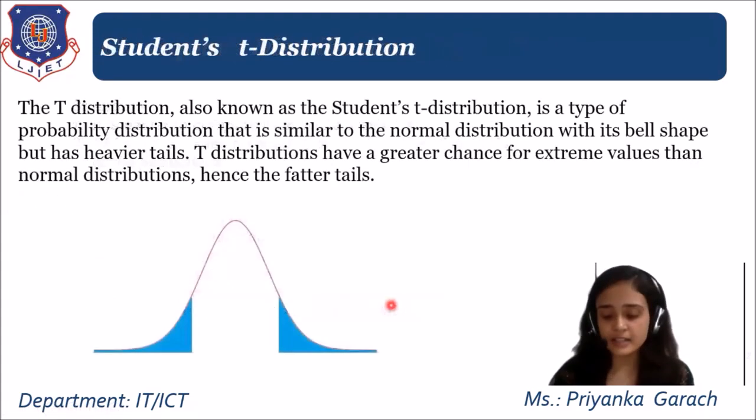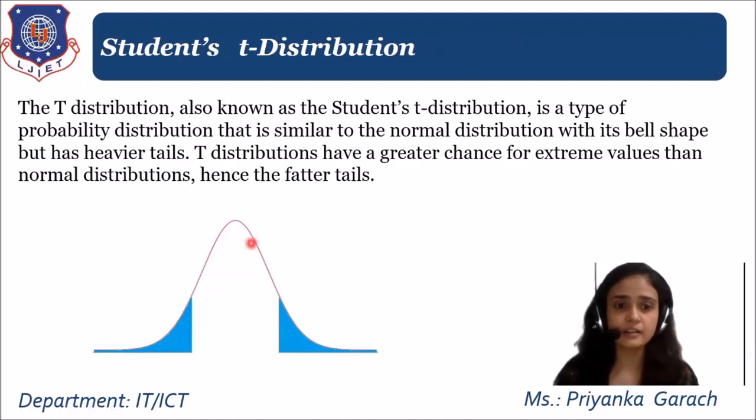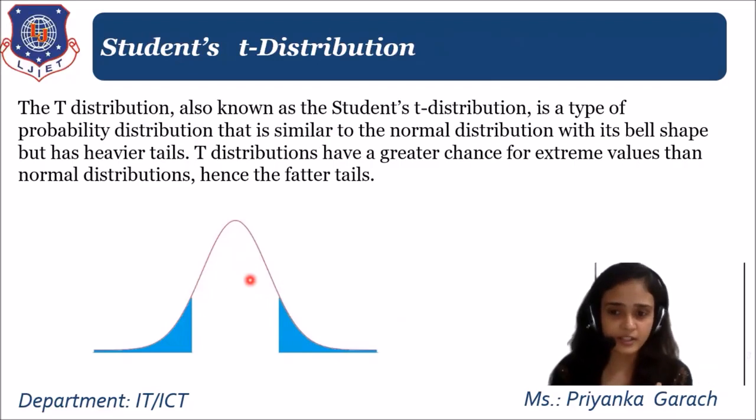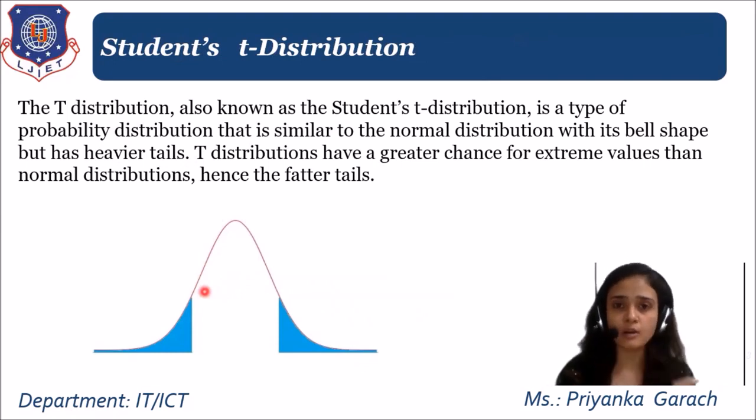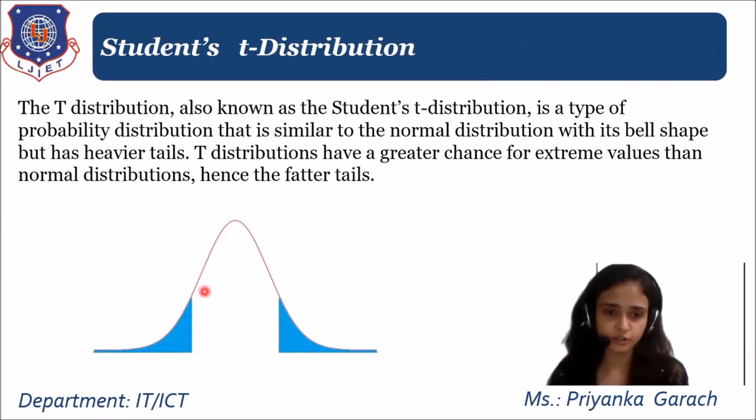Now let's see the next distribution, that is the student's t distribution. Now this is the graph of the student's t distribution. You must have one question: this graph is very similar to the normal distribution. So what is the normal distribution graph? I have already told that in this video. So what is the difference between the normal distribution and the student's t distribution?